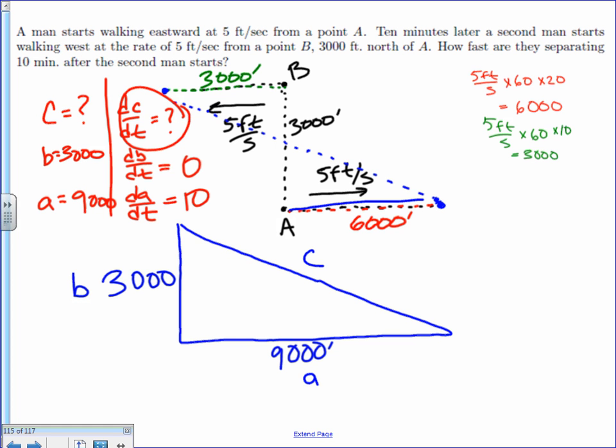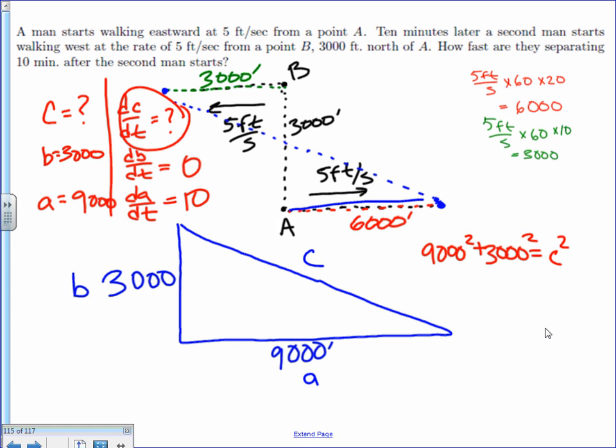Okay, so we've got some values here. Now we can even get one more value. Let me run and grab my calculator. Okay, I got my calculator because I know I've got a right triangle here. Why not? Let's just get C real quick. I don't even know if it's going to be useful to us, but we can do it. 9,000 squared plus 3,000 squared equals C squared. Let's type that in. It's a really big number.